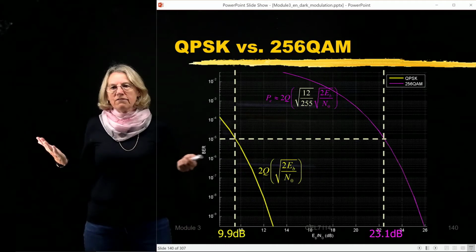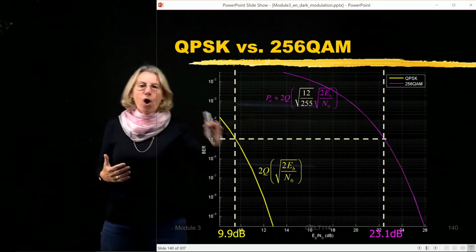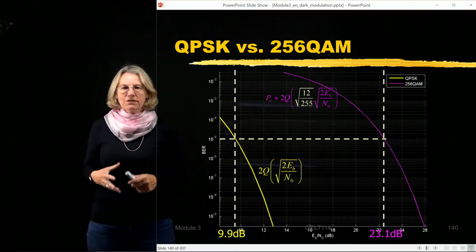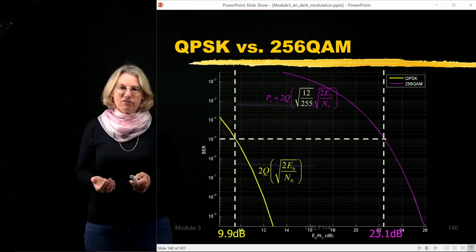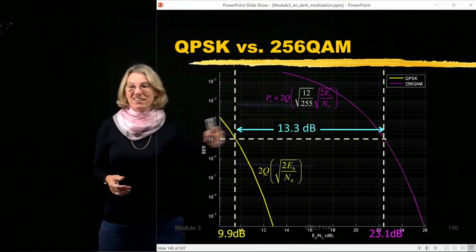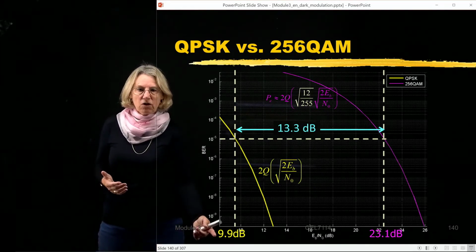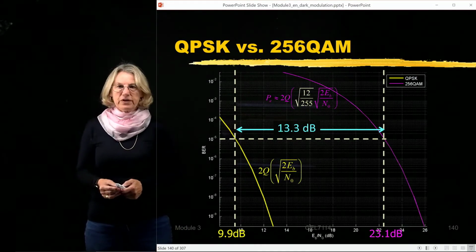But if I have the opposite, I don't have Matlab, but instead I only have the QPSK curve. In that case, I can still answer the question even if I don't have access to a complete solver. I can just say the difference between them I know is 13.3 dB, and so to go from 9.9, as I did just now, I just add 13.3.